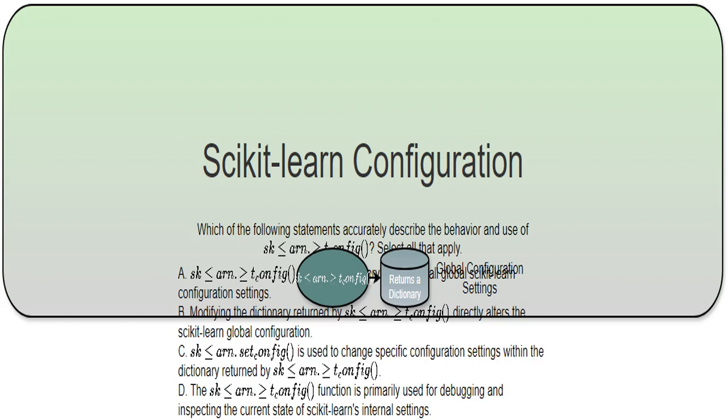I'll explain scikit-learn's configuration system. It lets you tweak how scikit-learn behaves globally. Think of it as a control panel for the library. We'll focus on how to check and modify these settings. This question tests your knowledge of the Sklearn.get_config function, which is used to access scikit-learn's global configuration settings. We'll figure out which statements are true about this function.